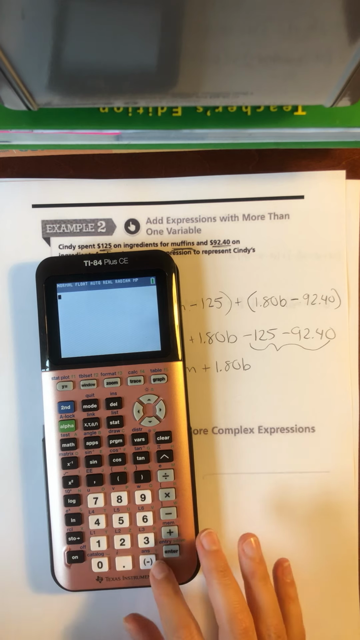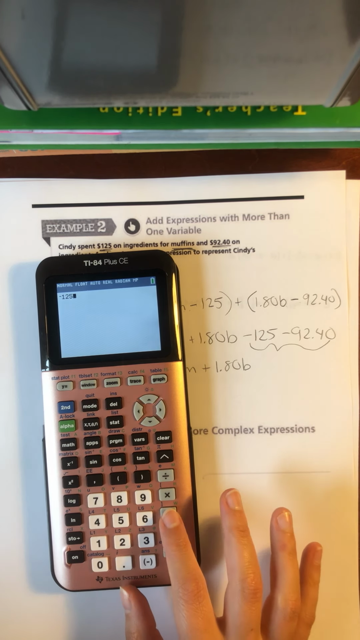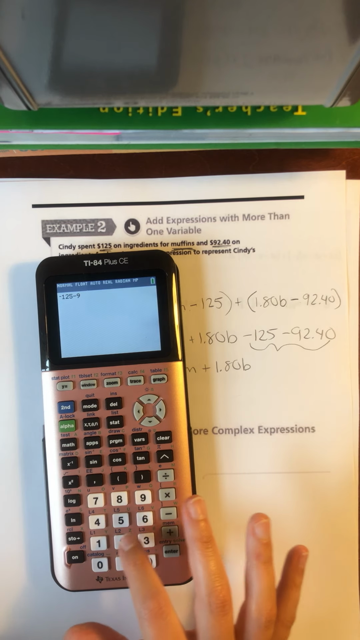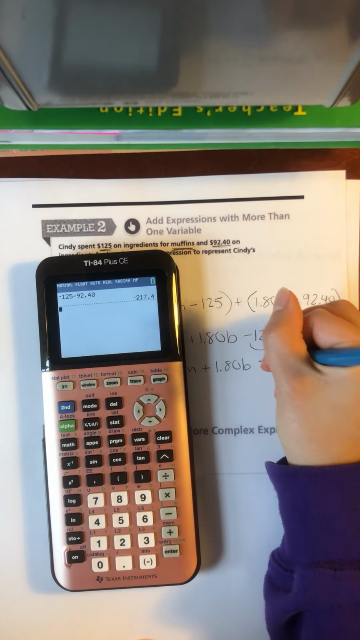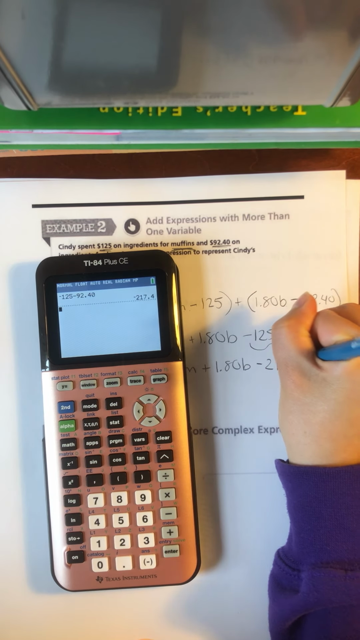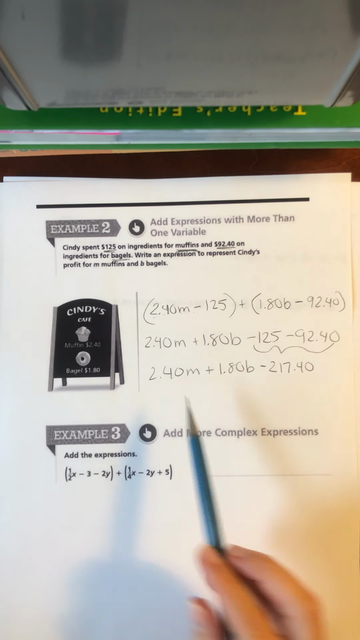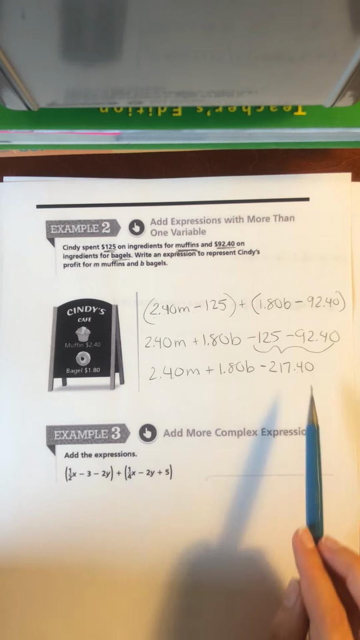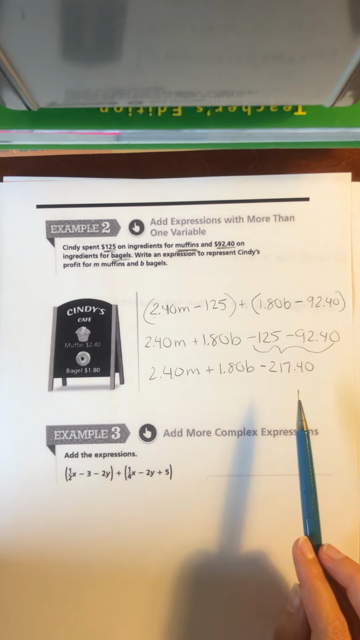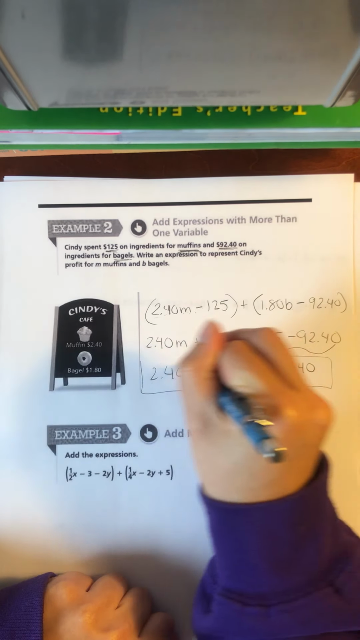All you have to do is negative 125 minus 92.40, and you get negative 217.40. So $2.40 per muffin, $1.80 per bagel, minus $217.40 for the ingredients. That's your final expression.